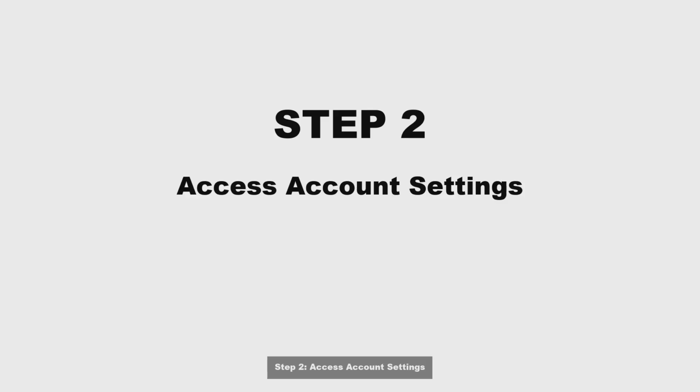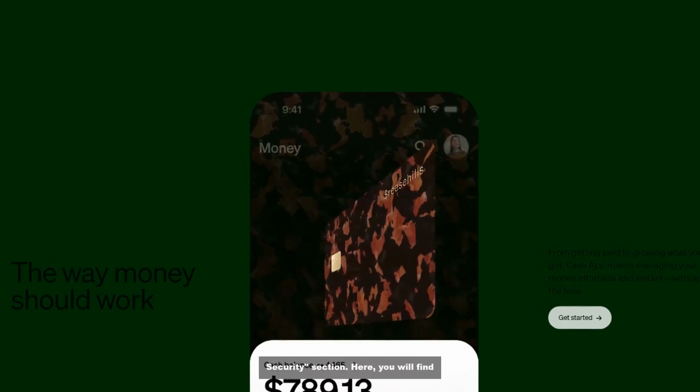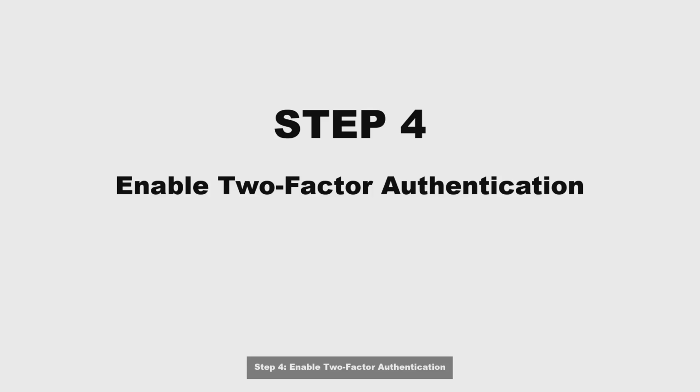Step 2. Access account settings. Tap on the profile icon or the account tab located in the top right corner of the screen. This will take you to your account settings. Step 3. Find security settings. Scroll down to locate the privacy and security section. Here, you will find options related to your account's security features.